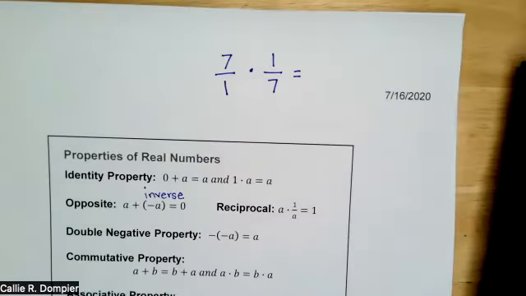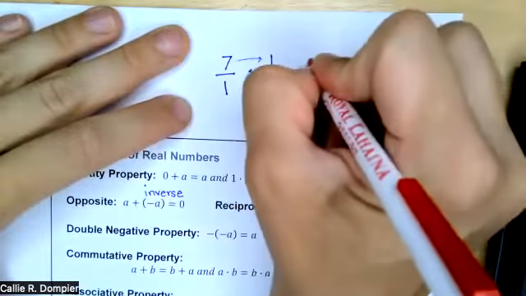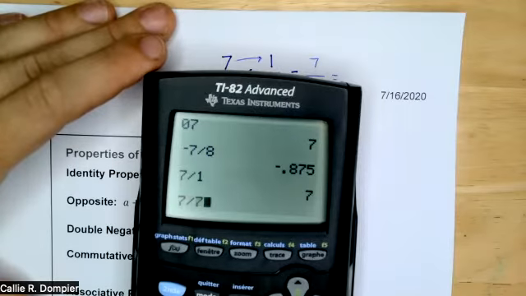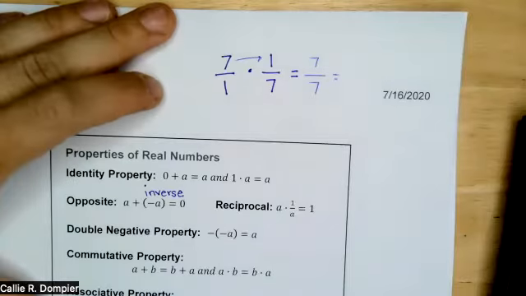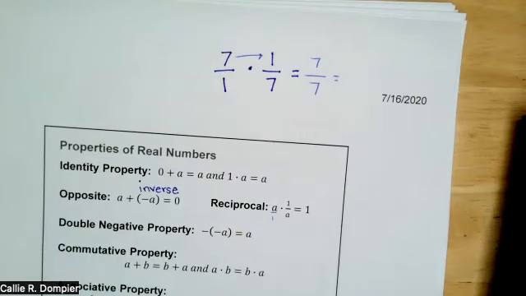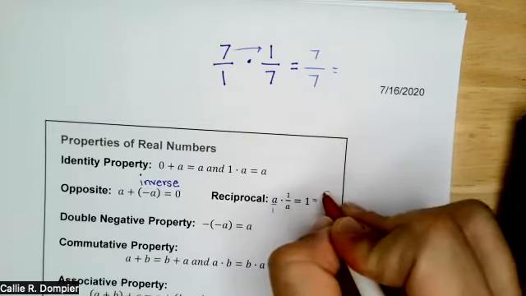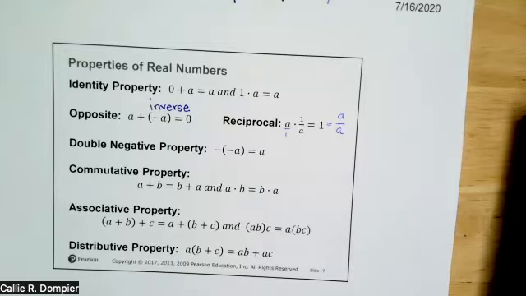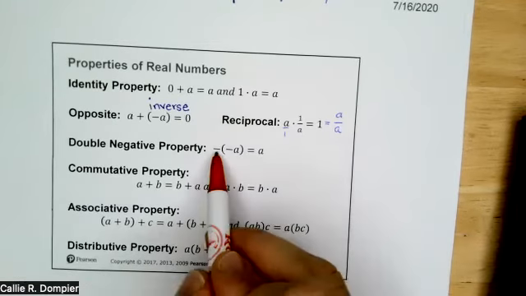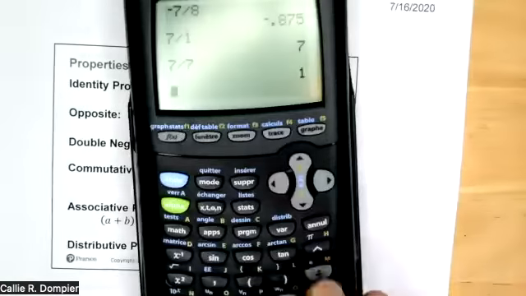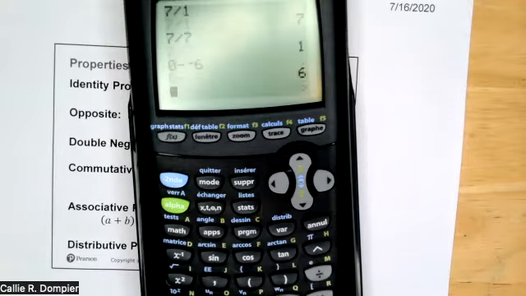And remember, when we multiply fractions, we just go straight across. So 7 times 1 is 7. 1 times 7 is 7. A number divided by itself is always 1. So that's why the reciprocal rule is true, because A is the same as A over 1. And when you multiply those two, you get A over A. A over A will always be 1. Good. Double negative property we already saw in 1.3. Subtracting a negative makes it a positive. So 0 minus negative 6 is a positive 6.